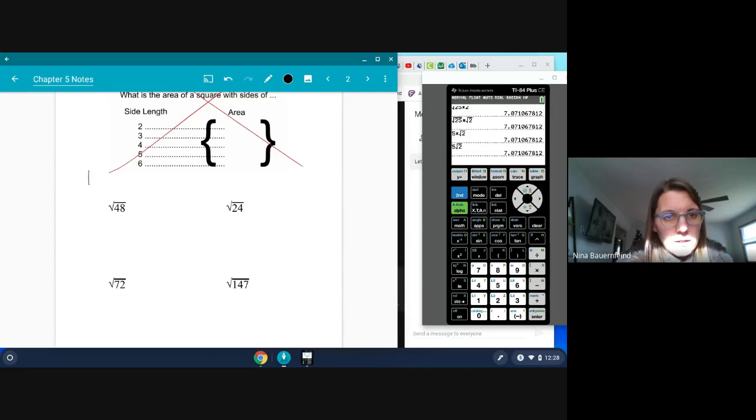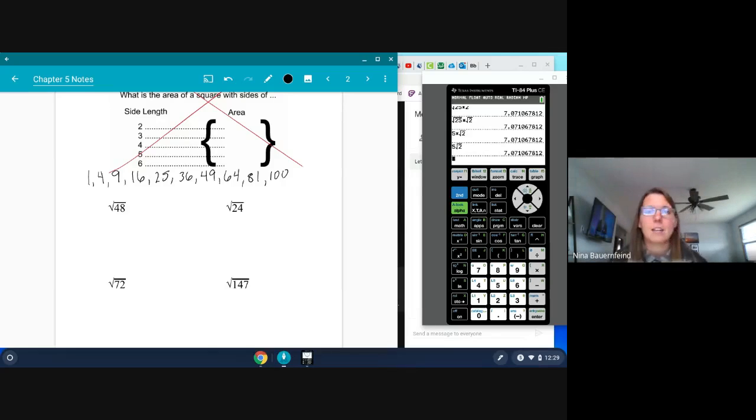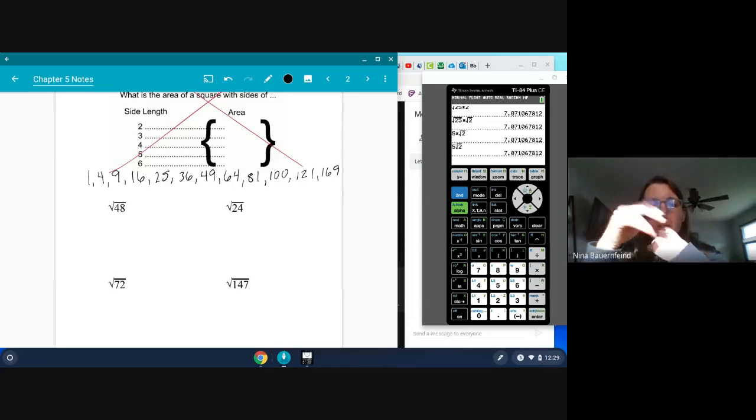I want you to write 1. 2 times 2 is 4. 3 times 3 is 9. 4 times 4 is 16. 5 times 5, 6 times 6, 7 times 7, 8 times 8, 9 times 9, and 10 times 10. We should be able to stop at 100. So list that set of numbers. Those are perfect squares. I'm going to add 2 more just because of one of the numbers on here.